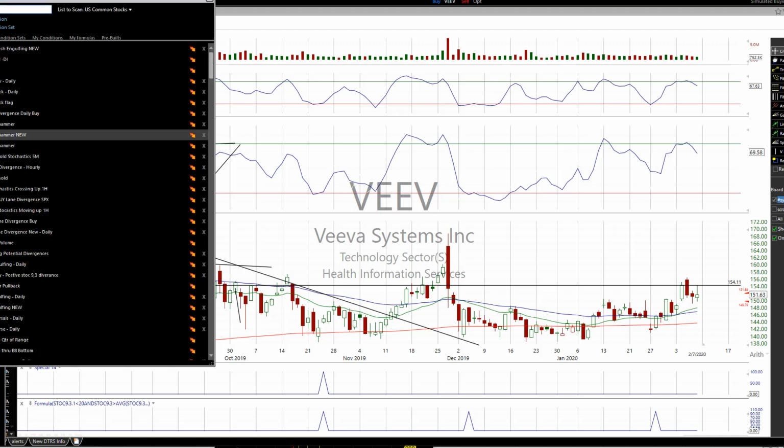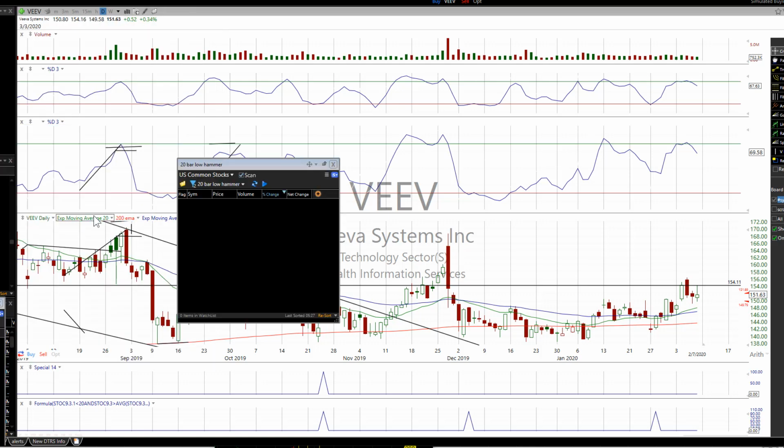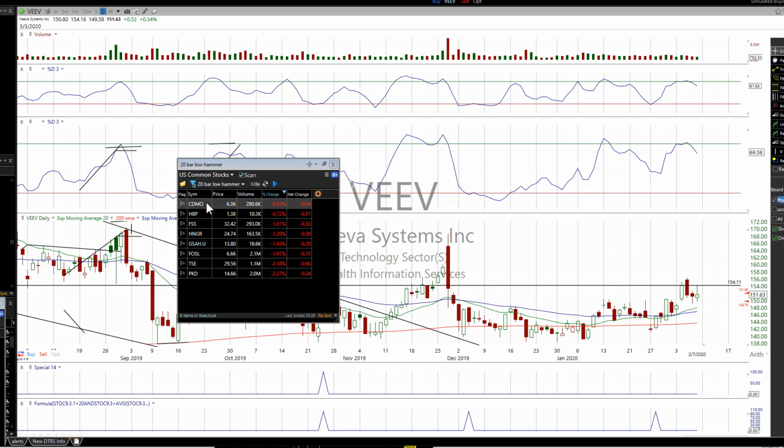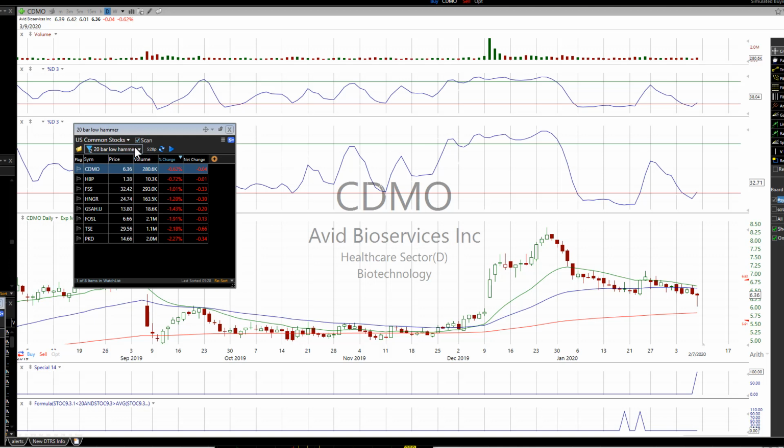I have what's called a 20-day, 20-bar low reversal hammer. And I'll scan all the stocks here, and so they'll give me some setups here. I didn't filter it to a certain type of stock or certain sector because it's a pretty decent scan.